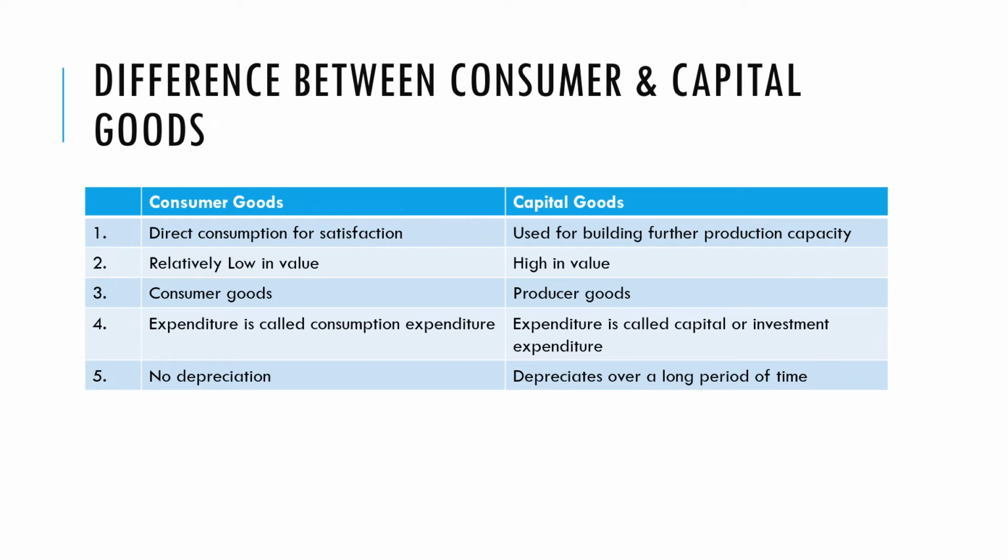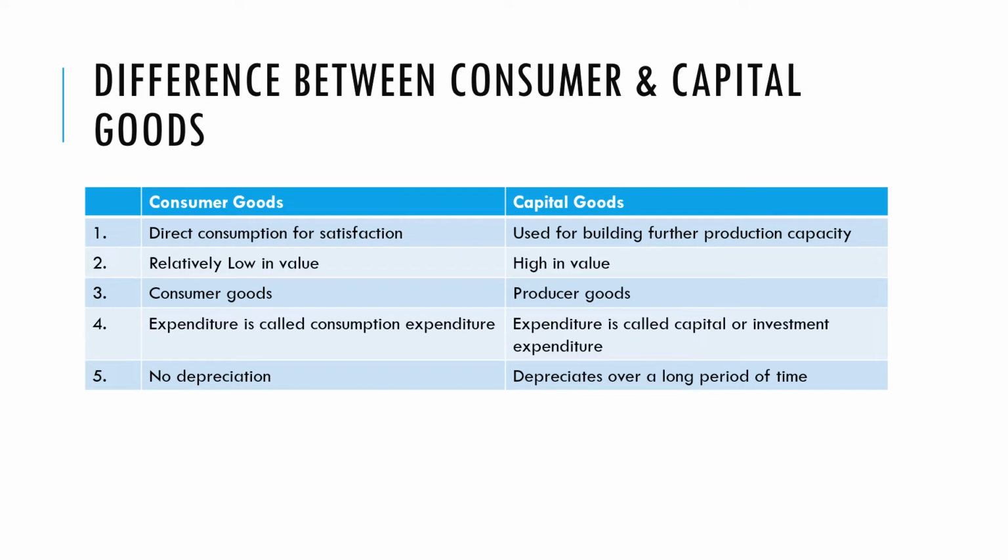Let us look at the differences between consumer goods and capital goods. Consumer goods are for direct consumption for satisfaction. Capital goods are used for building further production capacity. Consumer goods are relatively low in value. Capital goods are high in value. Consumer goods are for consumption, whereas capital goods are producer goods for further production.